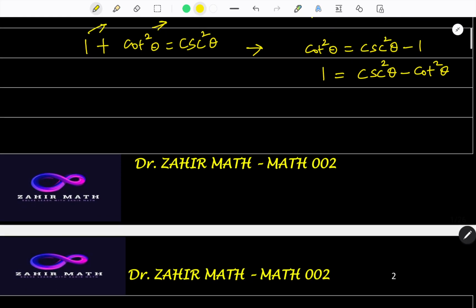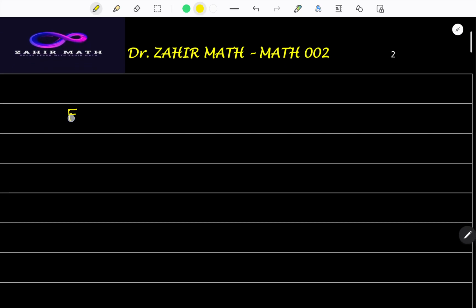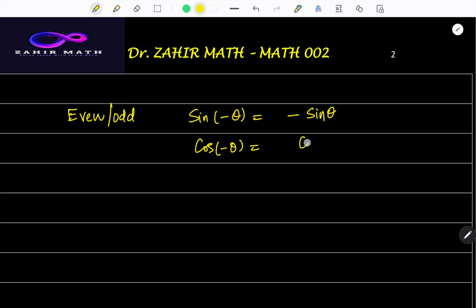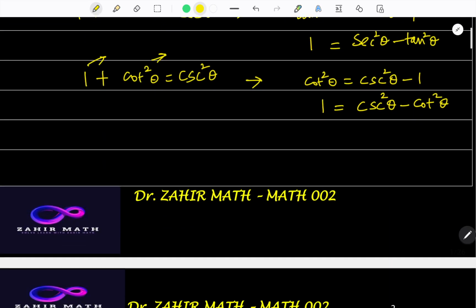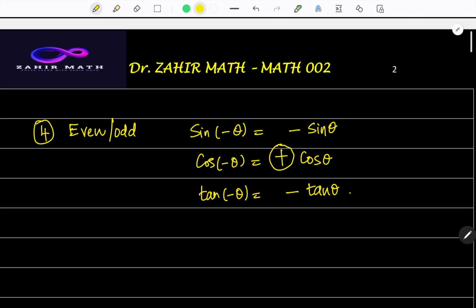Next we are going to study even and odd functions. You know very well, yesterday I told you, right? Even and odd functions. What is that? Sine of negative theta is equal to what? Minus sine theta. Okay. Cosine of negative theta is equal to cosine theta. It is positive. Keep in your mind. Next, tan of minus theta is equal to what? Minus tan theta. This is the next rule. Let me call it rule number 4. Let's go for rule number 5.